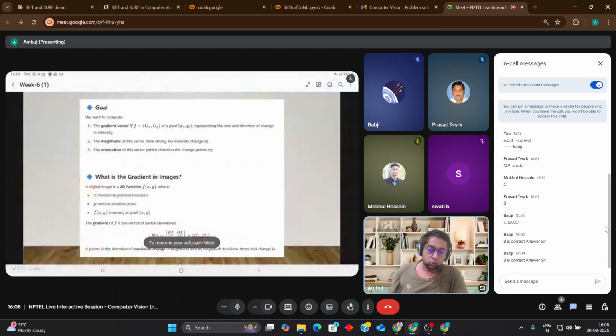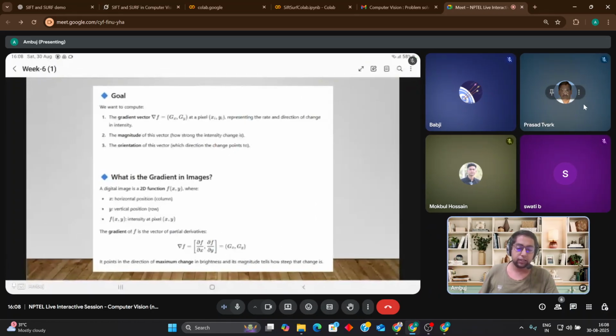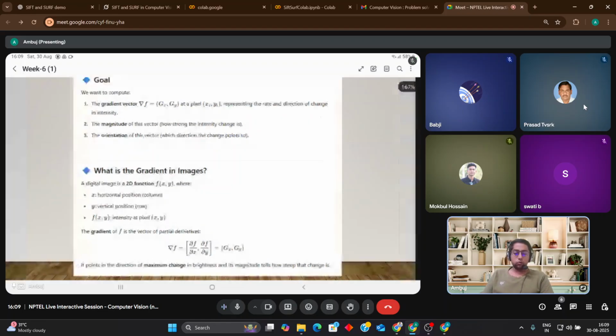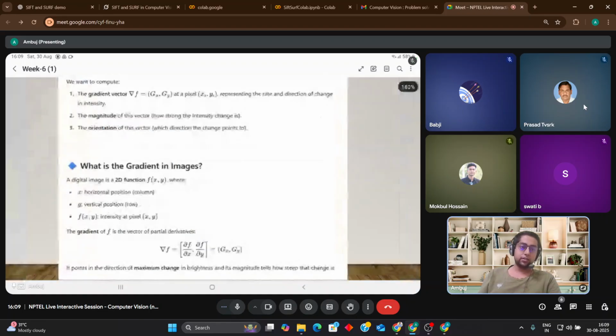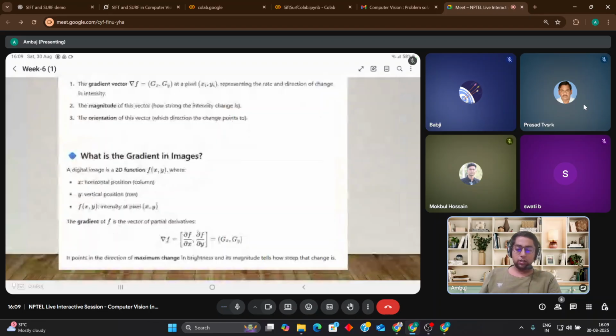Goal is to compute the gradient vector gx, gy at a pixel xi, yi, representing the rate and direction of change in the intensity: the magnitude of this vector and the orientation of this vector. Magnitude will give us an idea how strong the change in intensity is, and the orientation will give the direction in which the change points. Gradient is del f over del x, del f over del y, written in short as gx, gy, where x is the horizontal position and y is the vertical position.